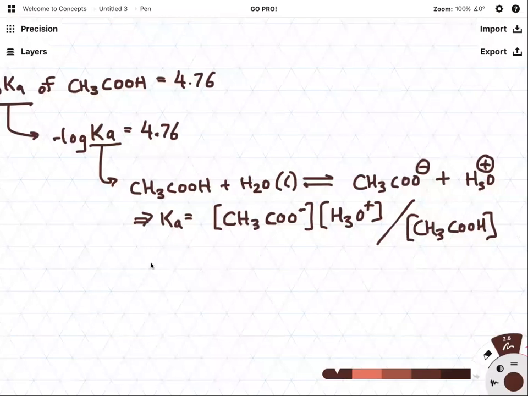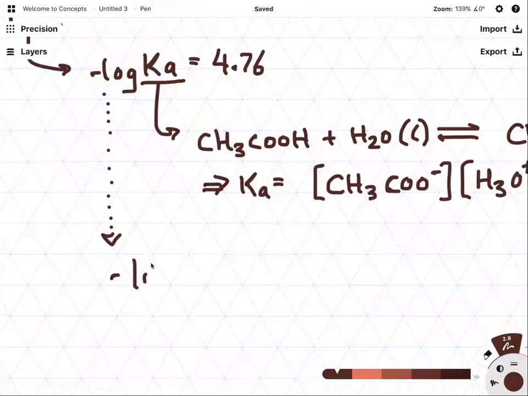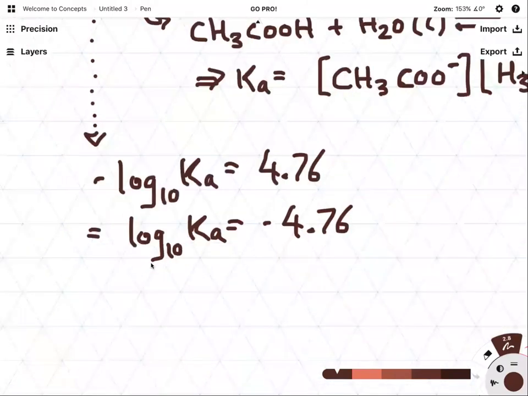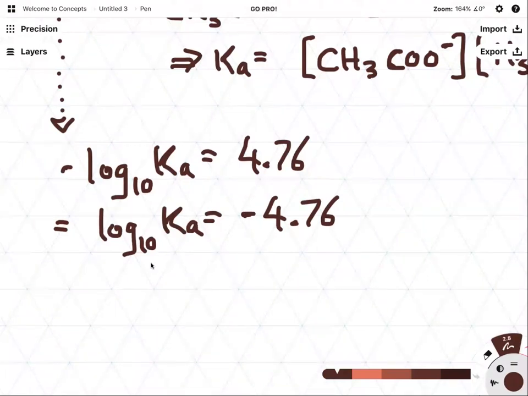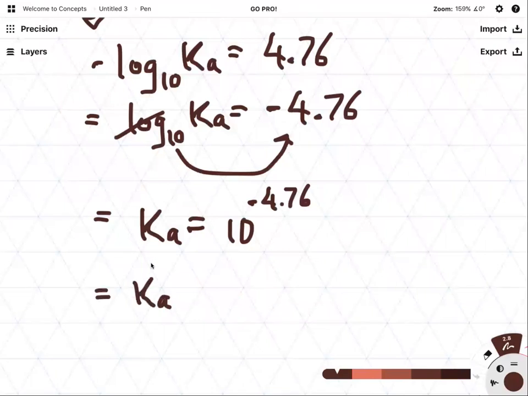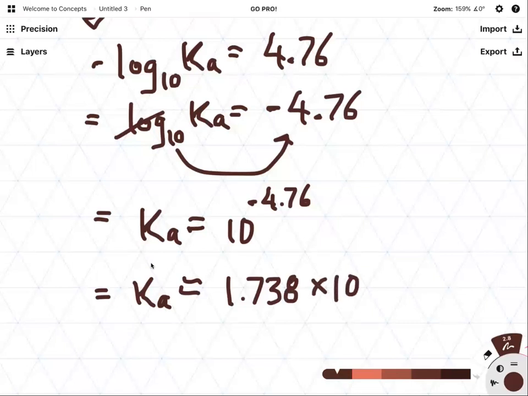So once again, we're going to plug all of that in. Let's bring this down and I'll rewrite it. The negative of the log, it's base 10, right, of Ka is 4.76. So we'll say the log base 10 of Ka is equal to negative 4.76, which means, remember, logarithms from whatever year in high school, neither do I, but this is how you do it. You just cross out the word log and you swing that 10 over to the other side, which means Ka is equal to 10 to the power of negative 4.76. And that means that our Ka is approximately 1.738 times 10 to the negative 5.